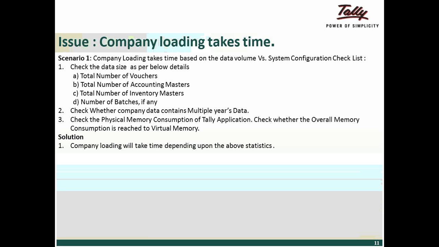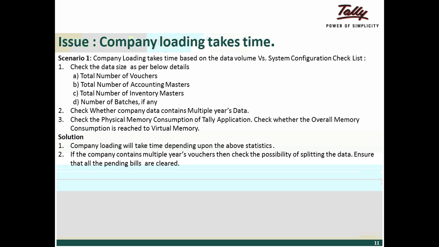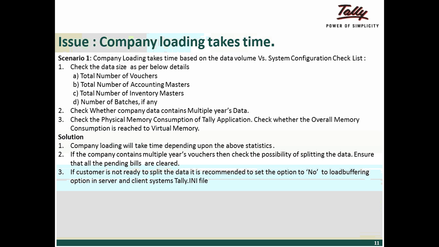Right? So company loading will take time depending upon the above statistics. If you have more vouchers, it requires more time to load a company. Second, if the data contains multiple vouchers, then check the possibility of splitting the data. Ensure that all pending bills are cleared. That means if you have any outstanding bank reconciliations, and if you are tracking with purchase order or sales order, ensure that all those are cleared and then proceed with the split possibility.